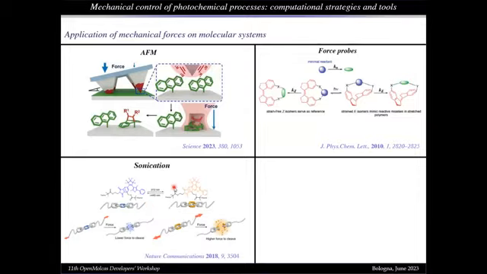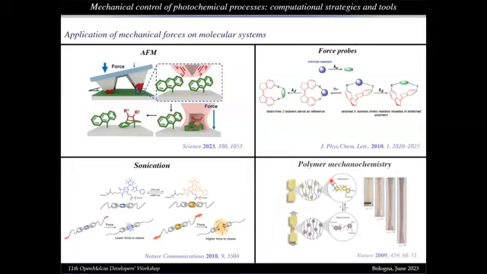Sonication is also another way to apply this force experimentally. In this case, we have two polymers. Again, we have the mechanophore, the molecule that can undergo a chemical reaction. And if we attach some polymer chain in solution, when applying ultrasounds, so using sonication, these polymers are moving, and this movement is transmitted to the reactant molecule and can affect mechanically also its reactivity.